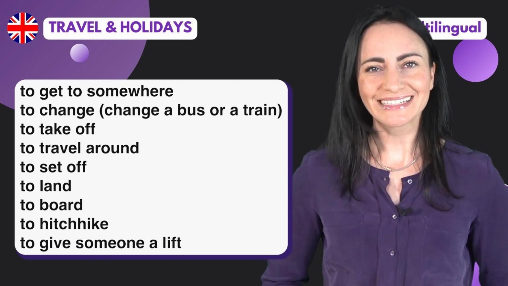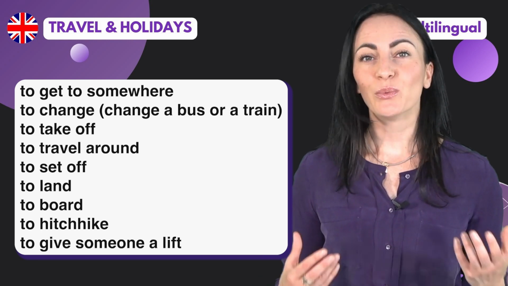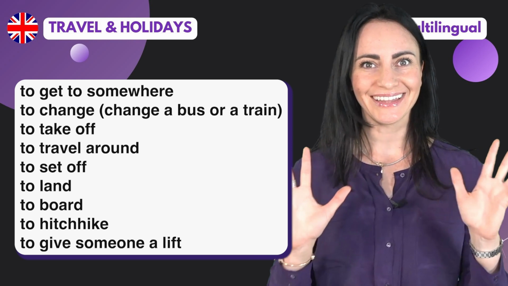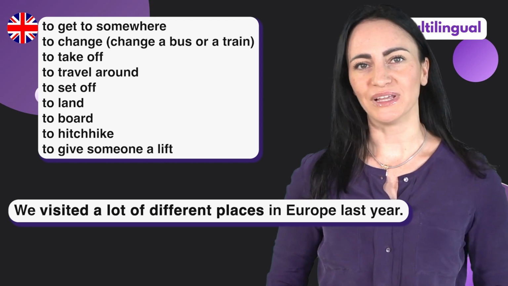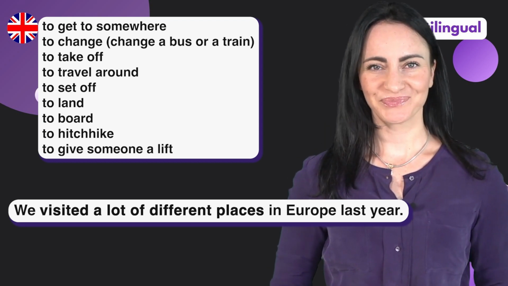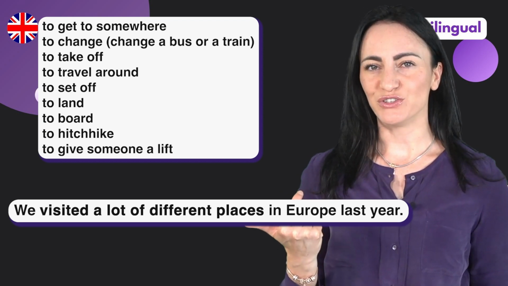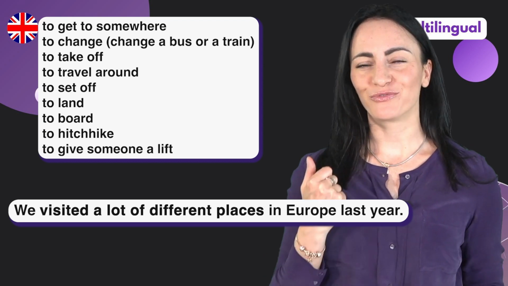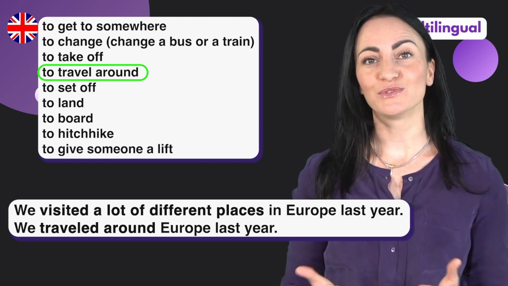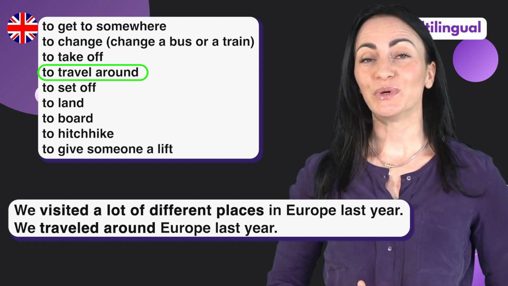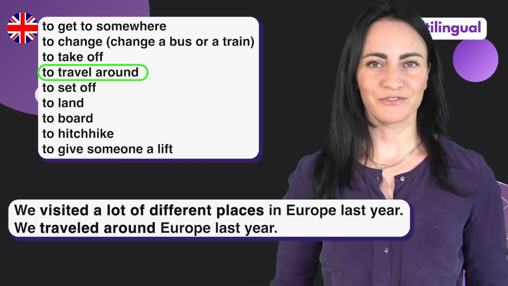Now you'll get a text, and together we'll try to replace the words in bold with these phrases. Okay? Let's begin. So the first sentence is, we visited a lot of different places in Europe last year. How can you replace visited many different places with one of the phrases? You can say, we traveled around Europe last year. We traveled around Europe means we visited a lot of different places.